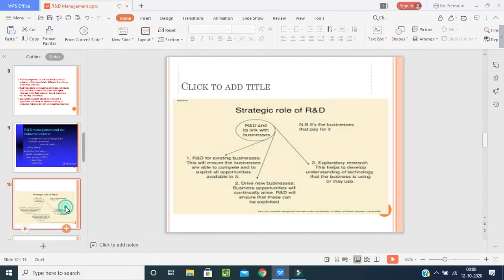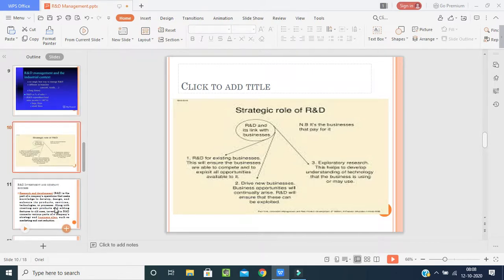Now we'll go for another picture, that is the strategic role of R&D. So these are the strategies of R&D, how they are focusing. Maybe the picture is not good. It is looking blurry on my system. I hope students it will look good on your system. Just zoom in, you'll get a clear picture.